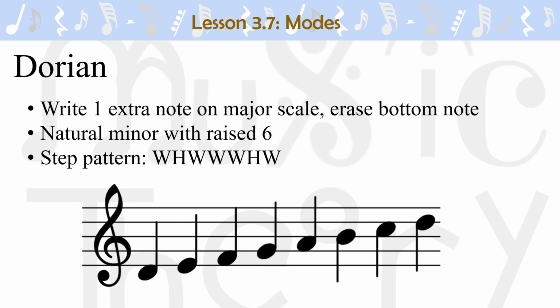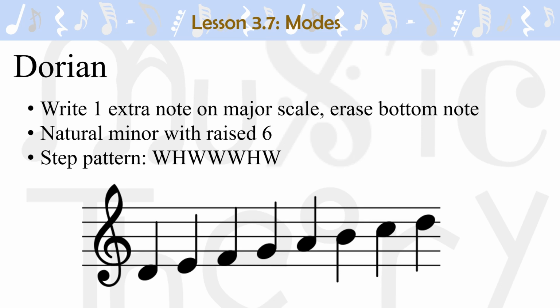There are 3 ways to build a Dorian scale. The first way is to take any major scale and write one extra note going up. For example, in C major, we take the scale C, D, E, F, G, A, B, C, and keep going up for one extra note, adding D. Finally, we erase the bottom C to get D, E, F, G, A, B, C, D. This is called D Dorian.